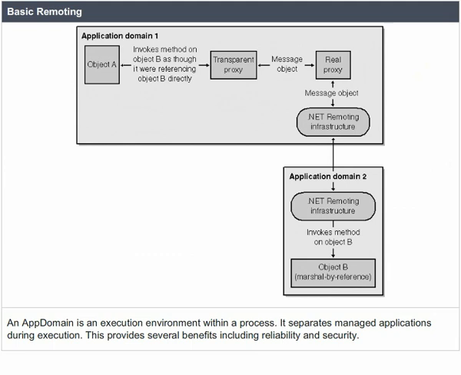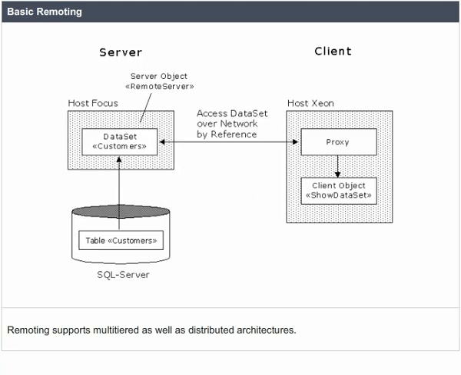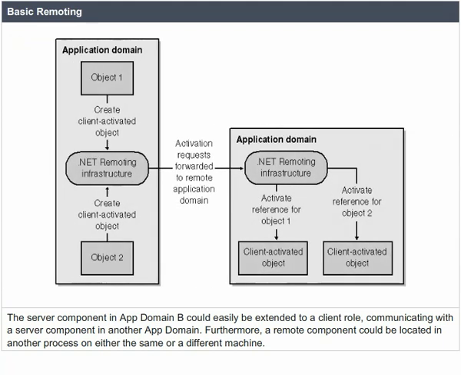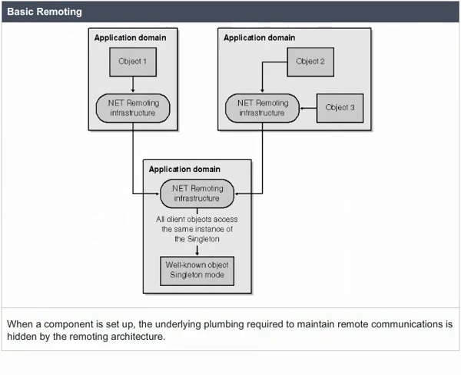Remoting supports multi-tiered as well as distributed architectures. The server component in app domain B could easily be extended to a client role, communicating with a server component in another app domain. Furthermore, a remote component could be located in another process on either the same or a different machine. When a component is set up, the underlying plumbing required to maintain remote communications is hidden by the remoting architecture.